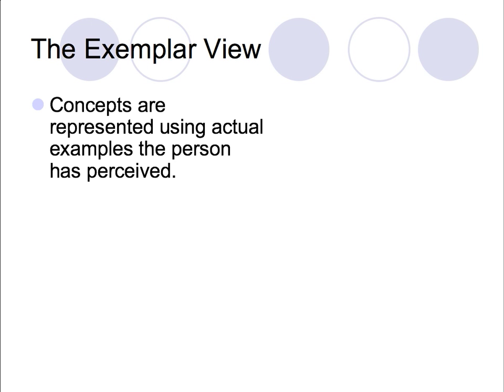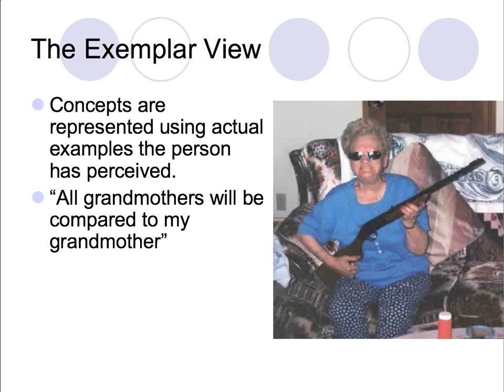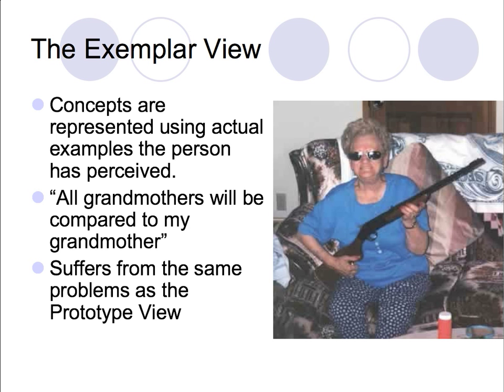So the idea of the exemplar view is that concepts are represented using actual examples the person has perceived. So, by that token, all grandmothers will be compared to my grandmother. And no, that's not my grandmother. So you're thinking of something specific in your mind when you think of the phone or the rap song. You're thinking of your phone, or maybe the rap song that you like, or you're thinking of your favorite bottle that is a particular bottle that you know of. And that's the idea of the exemplar.